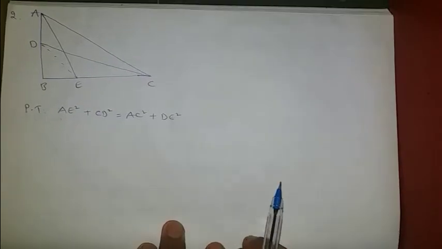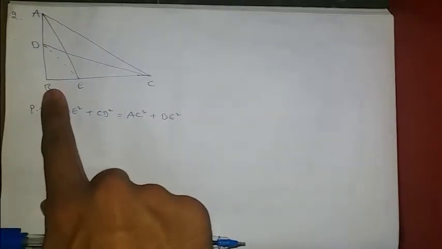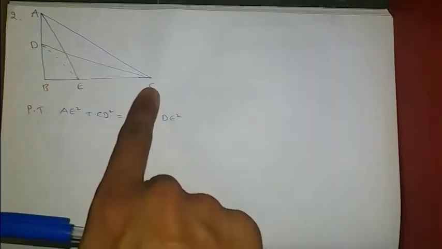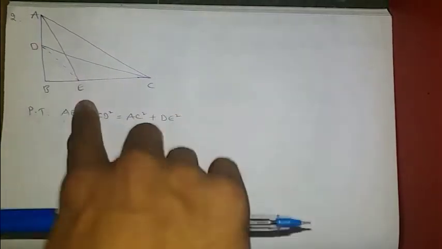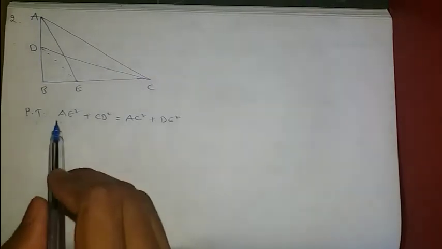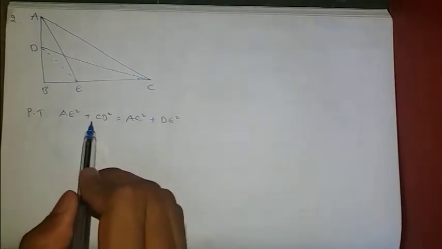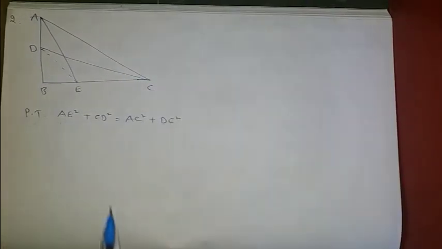We have one triangle ABC where B is the right angle, and D to C is joined, A to E is joined, and D to E is joined. Then what he is asking to prove is AE square plus CD square is equal to AC square plus DE square.